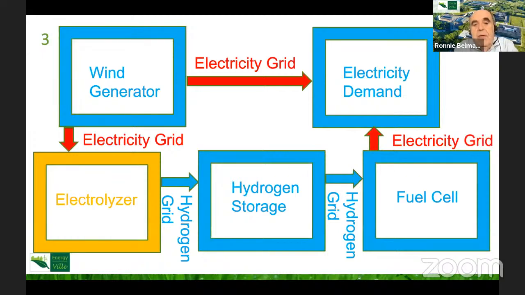Now, if you do the same thing and you go into supplying electricity demand from the wind generator, you can do that either directly via the regulated electricity grid, or you supply with the regulated grid the electrolyzer, and via a non-regulated hydrogen grid, you come to a fuel cell, supplying back to the electricity grid and supplying the demand. So you see, a very weird thing. You have an energy transmission system which is partially regulated, partially non-regulated.